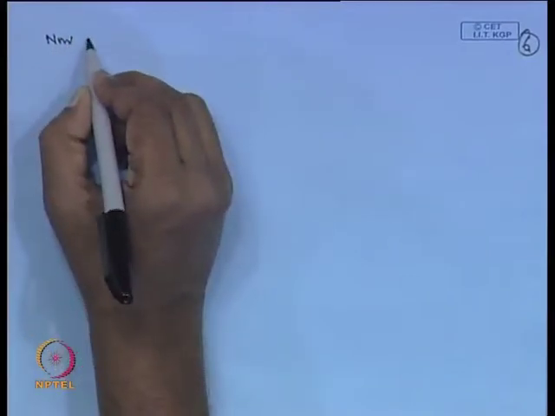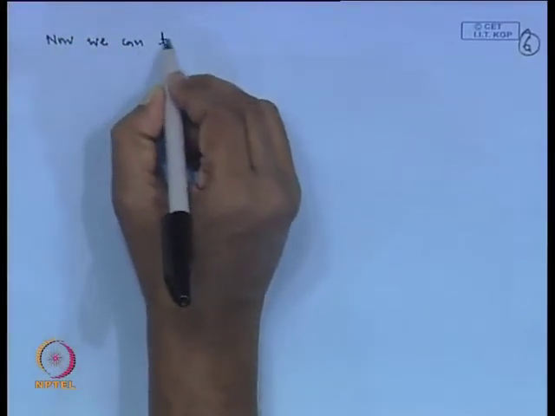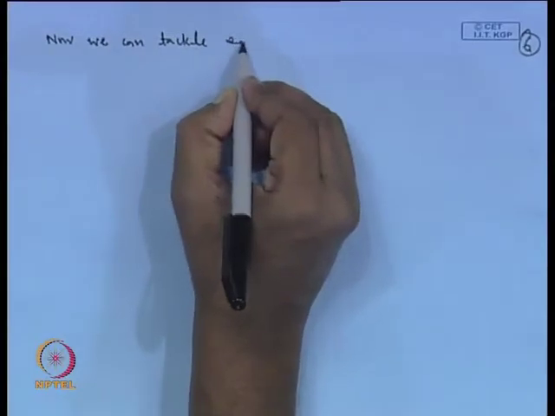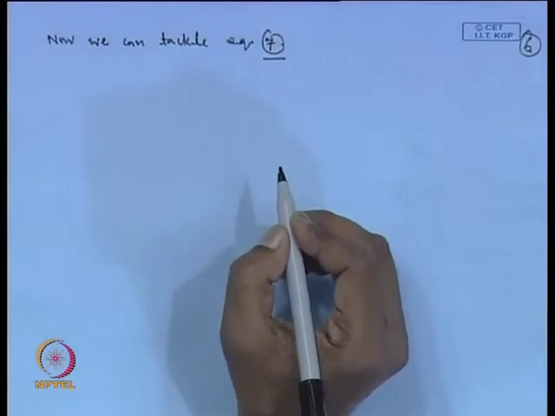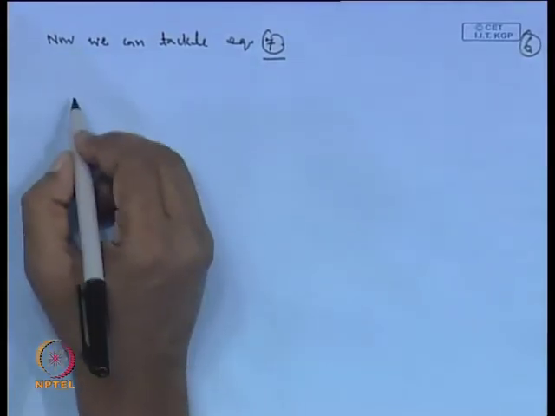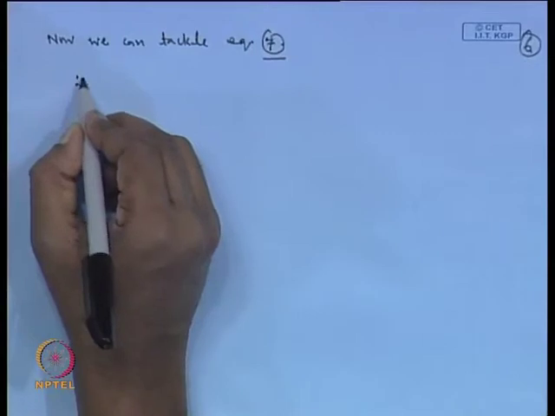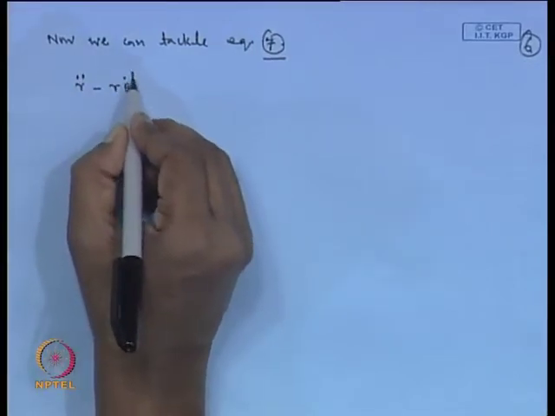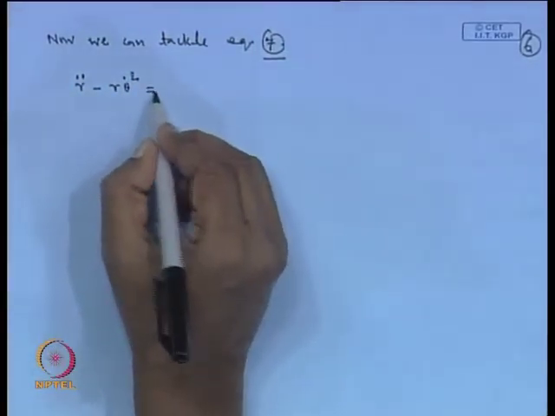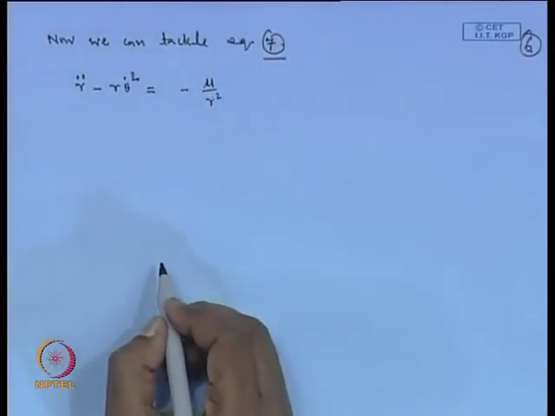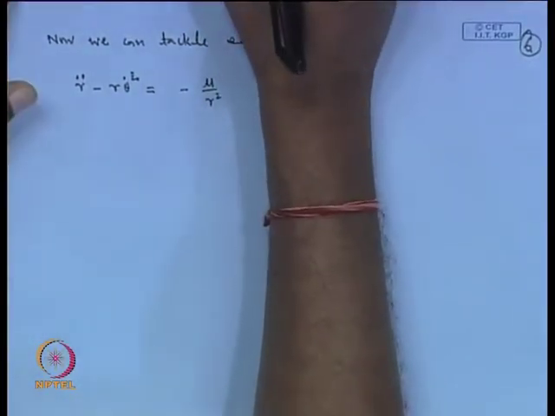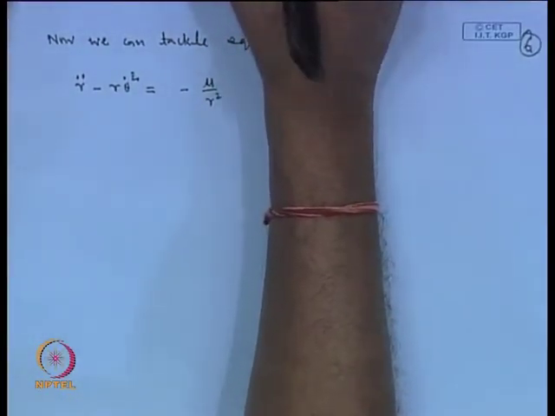Now, after getting this information, we can take equation number 7 and tackle it. So, we have from equation 7: r double dot minus r times theta dot square is equal to minus mu by r square. And here we can name this as equation number 9.